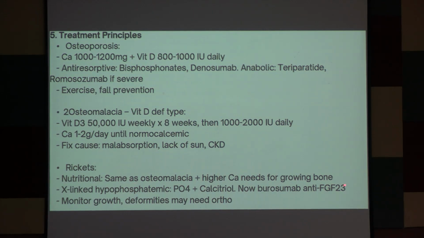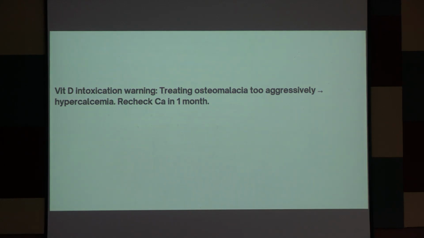Higher calcium needs for growing bone. X-linked hypophosphatemic: phosphate, calcitriol. Now furosemide is used, monitor growth. Deformities may need orthosurgery. Vitamin D intoxication warning: treating osteomalacia too aggressively leads to hypercalcemia. Recheck calcium after 1 month.